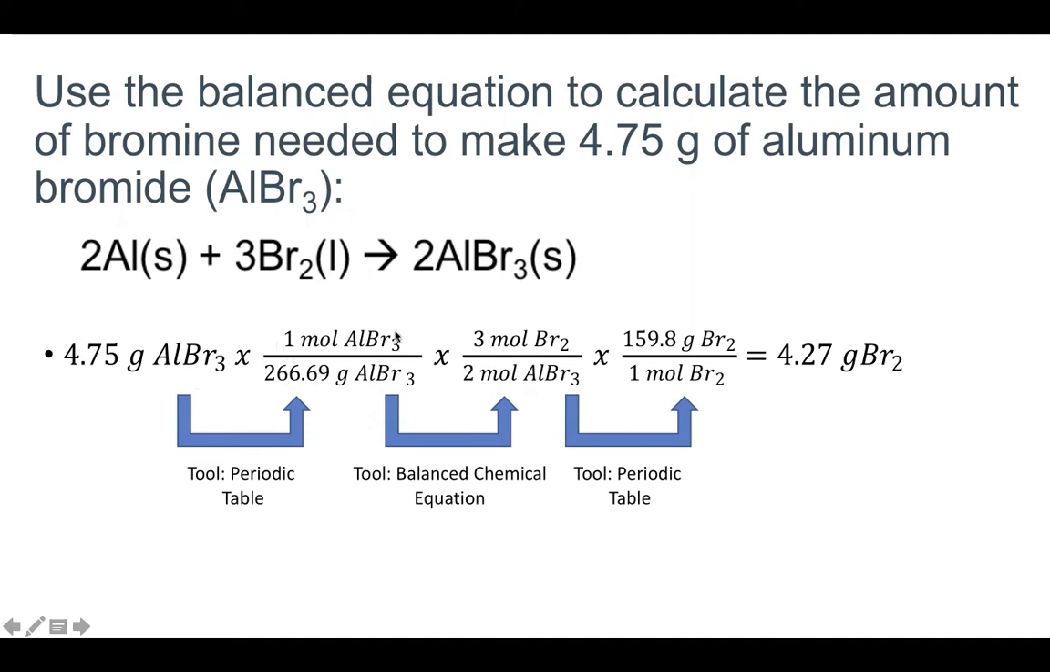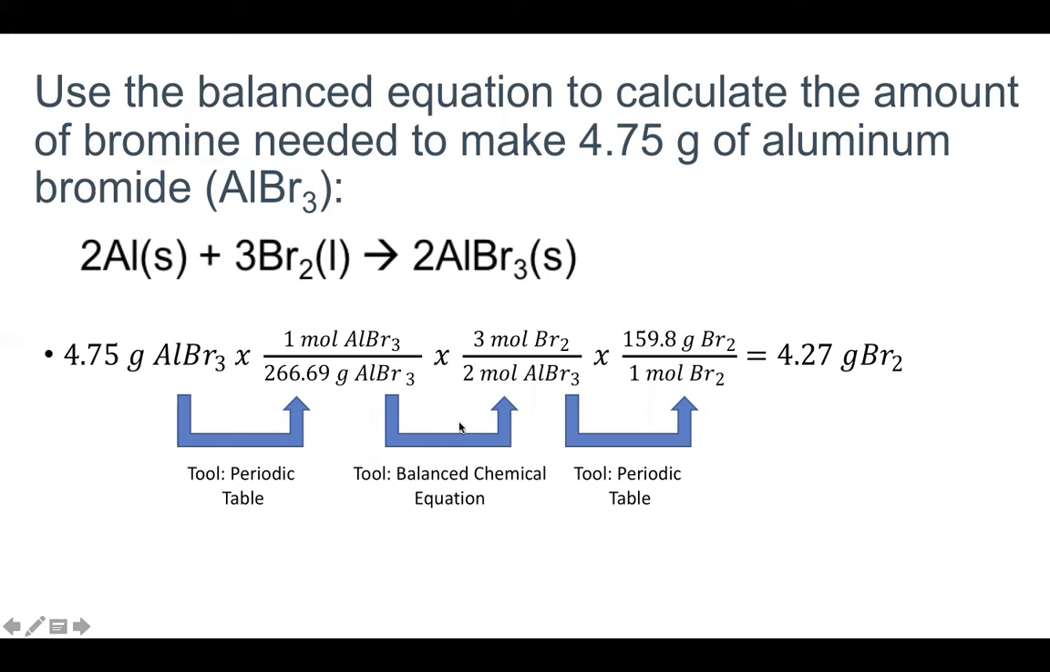Once I'm at moles of aluminum bromide, the question's asking how much bromine do I need? So I need to get from moles of aluminum bromide to moles of bromine. And the relationship is given to me in this balanced chemical equation. So the tool here to get from moles of aluminum bromide to moles of bromine, again, is the balanced chemical equation. Whenever you need to get from one reactant or product to another reactant or product, then you're using the balanced chemical equation. That's the tool you're using.